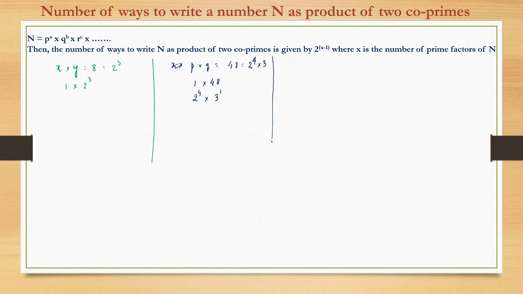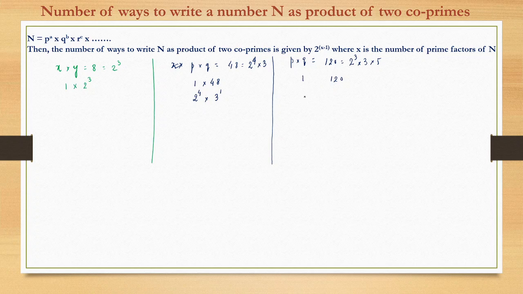Let's take another example. p into q, where p and q are co-prime factors, is equal to nothing but 120. So 120 is 2 cube into 3 into 5, right? So how can we write this? See, we have to write a product of two numbers which are co-prime to each other. So let the first be 1, so the other would be the number itself, which is 120.